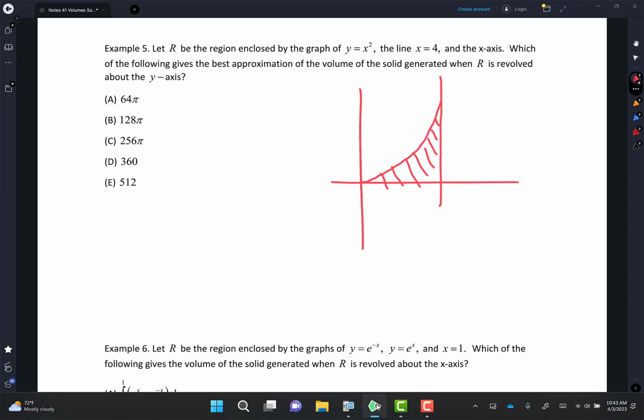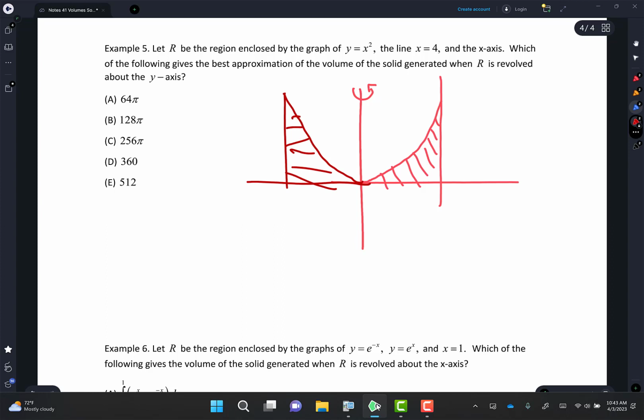All right. Which of the following gives the best approximation of the volume of the solid generated when R is revolved about the y-axis? So here I am, rotating about the y-axis. It's going to look kind of like the other one last time, and then I have a big hole up here, a big opening. So this does hold water. And here's my washer. Dang it, I said the answer already.